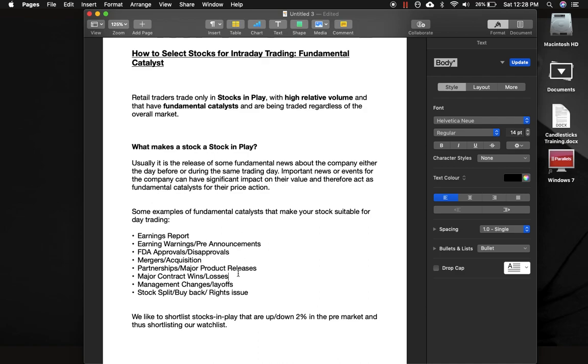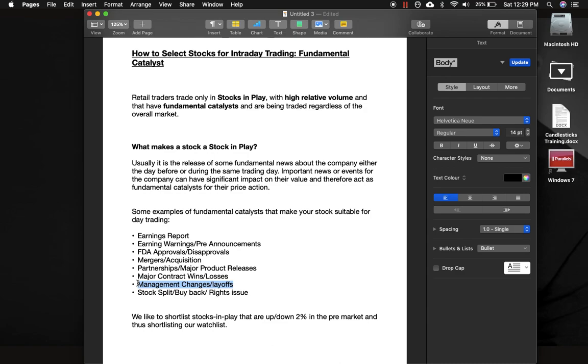Then we come to the construction companies, the major construction contract wins, losses. So, for example, if you get news in the market that Larsen & Toubro, Kalpataru Power are getting a major construction contract win of 25 billion rupees, that will make your stock a stock in play. And finally, if we have news regarding a stock split or rights issue, in this case we will have Reliance. Currently it is hosting the biggest rights issue in the Indian industry. So Reliance will be the stock in play for a couple of days.